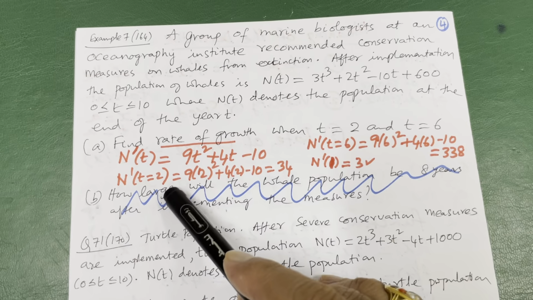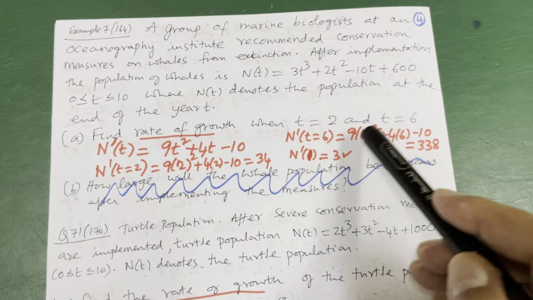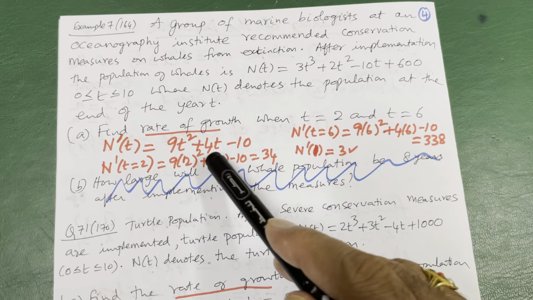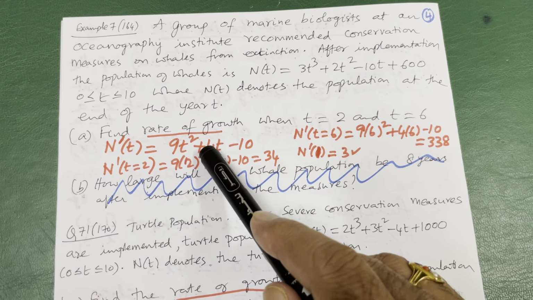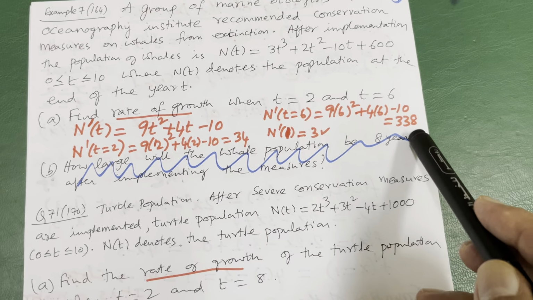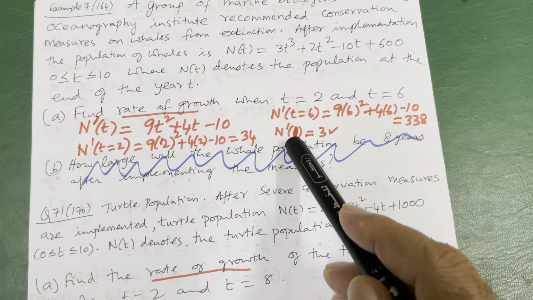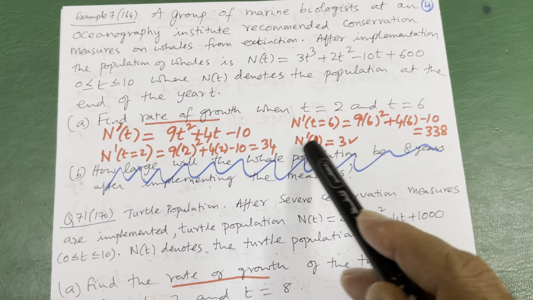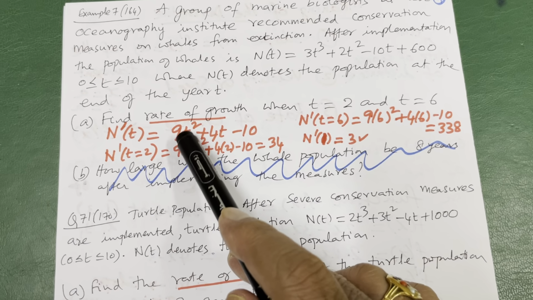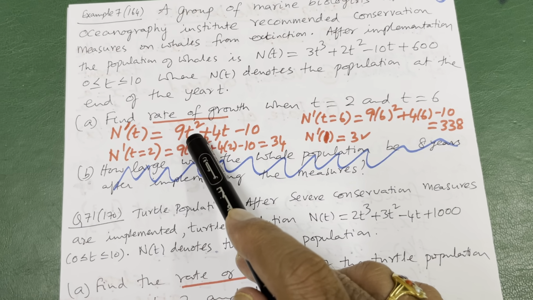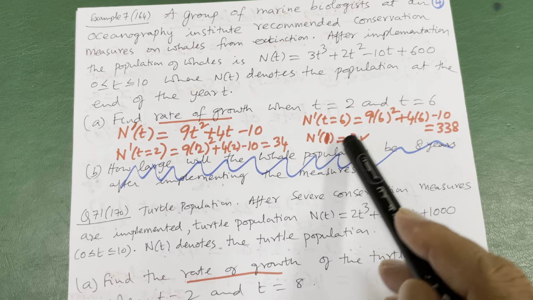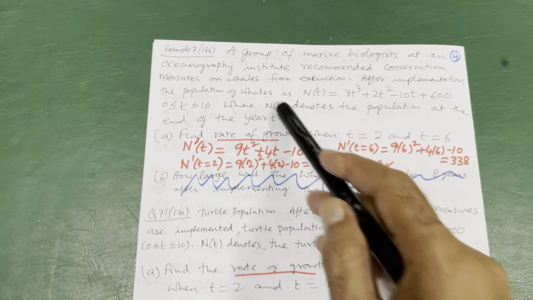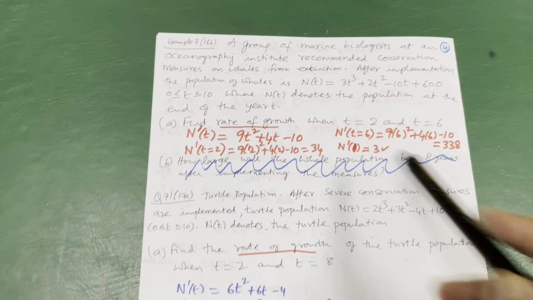The t is equal to 2 means put t is equal to 2, you get 34. Put t is equal to 6, be careful here, 9 times 6 squared plus 4 times 6 minus 10, you get 338. And I also put N dash 1, just for fun. N dash 1 is equal to 3. That is, here I put t is equal to 1. So 9 plus 4, 13 minus 10, it is 3. So this is the problem. Understand the English and just use it in mathematics.